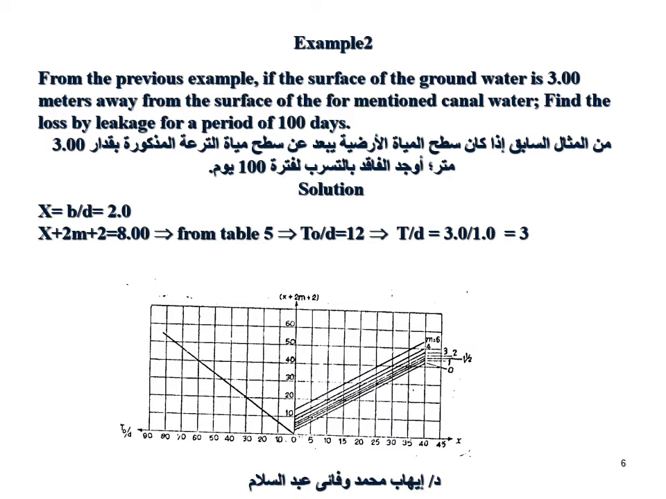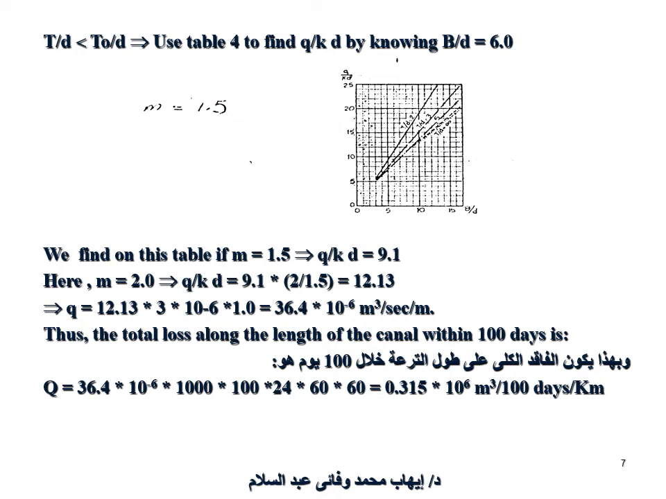From the previous example, if the surface of groundwater is 3 meter away from the surface of the aforementioned canal water, find the loss by leakage for a period of 100 days. X equal B over D, 2 X plus 2M plus 2 equal 8 from table. We arrive thus T naught over D equal 12 and T over D equal 3 over 1 equal 3. That's different. In this case T over D less than T naught over D. We use table 4.